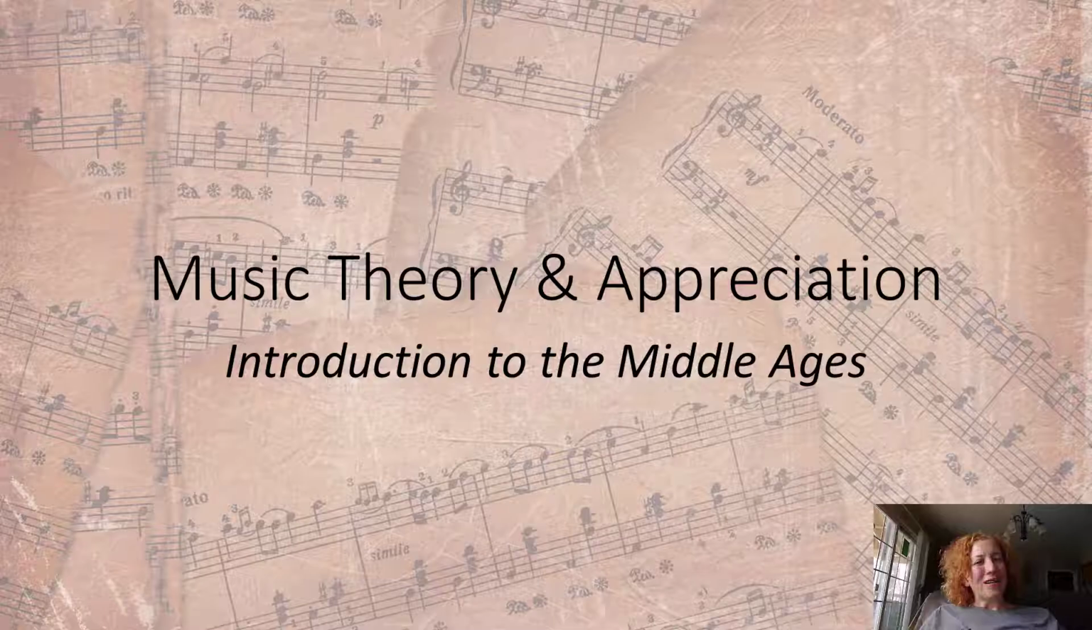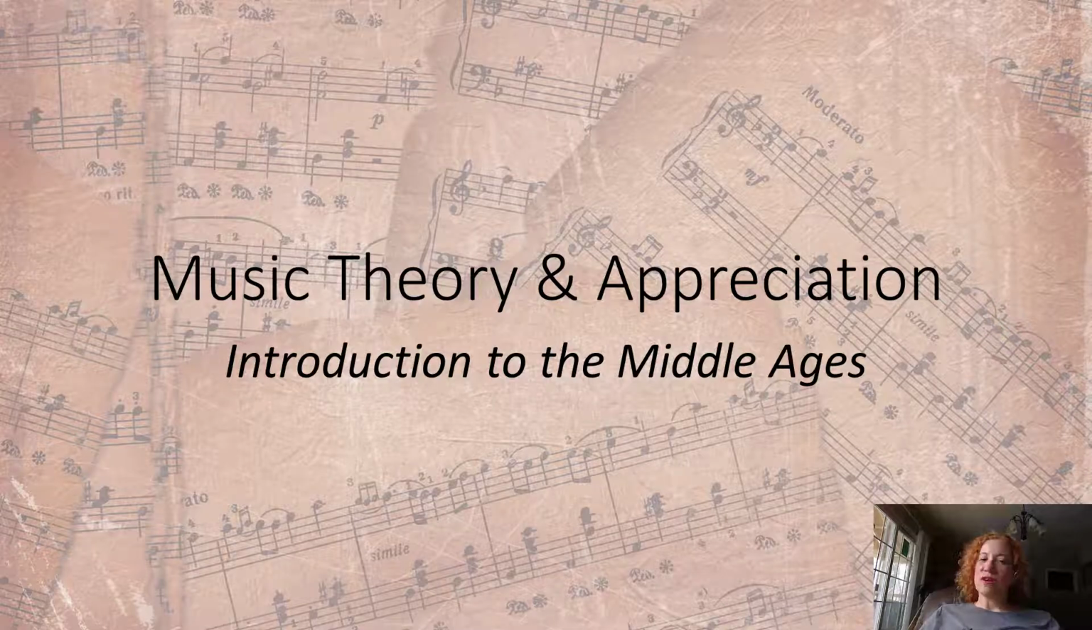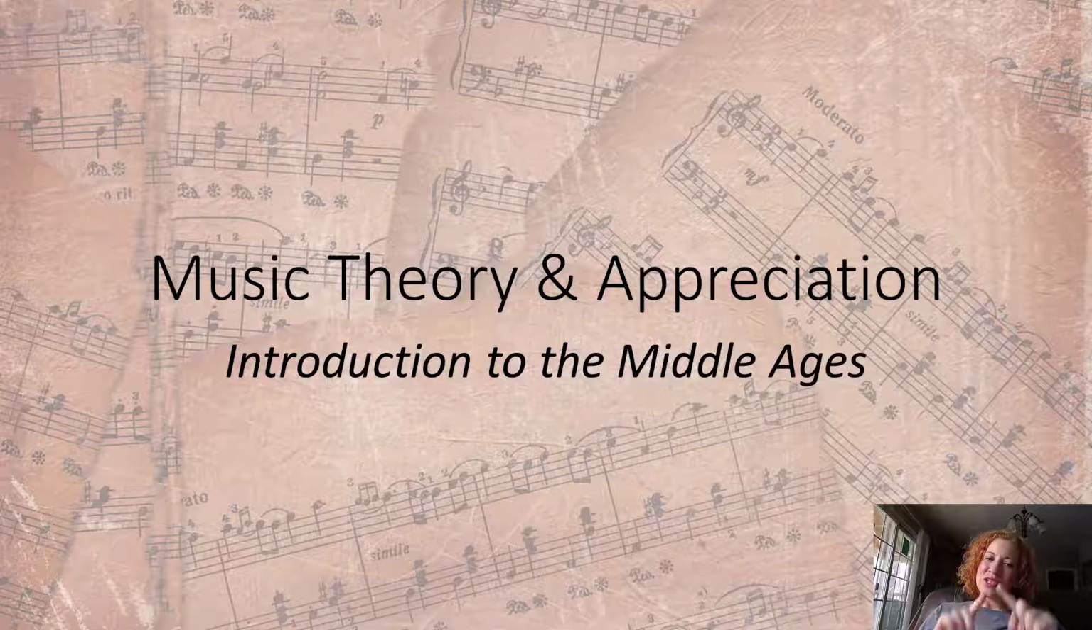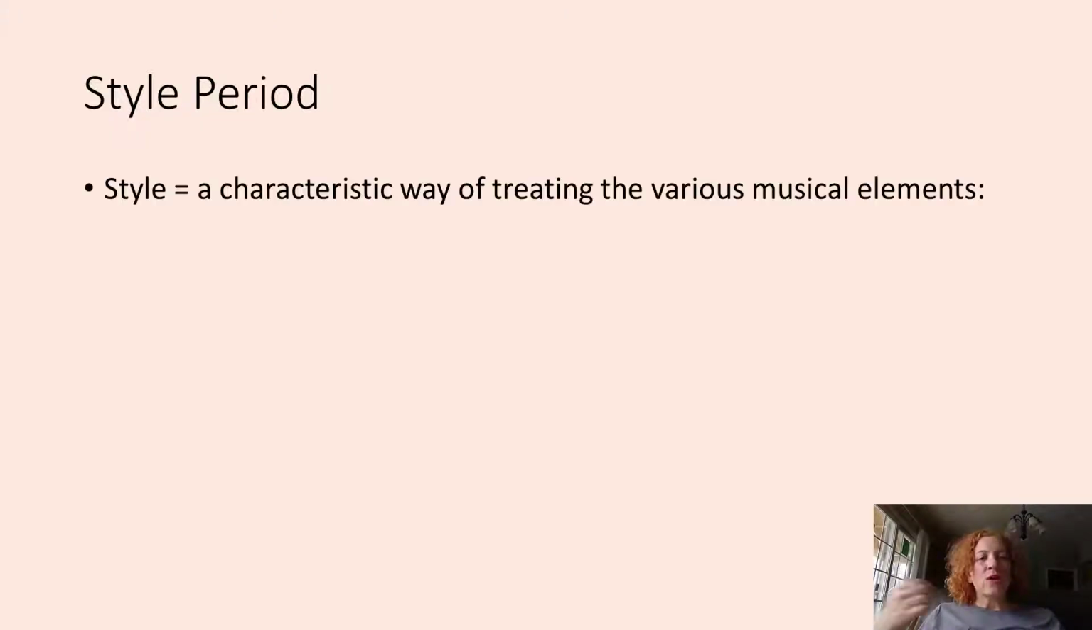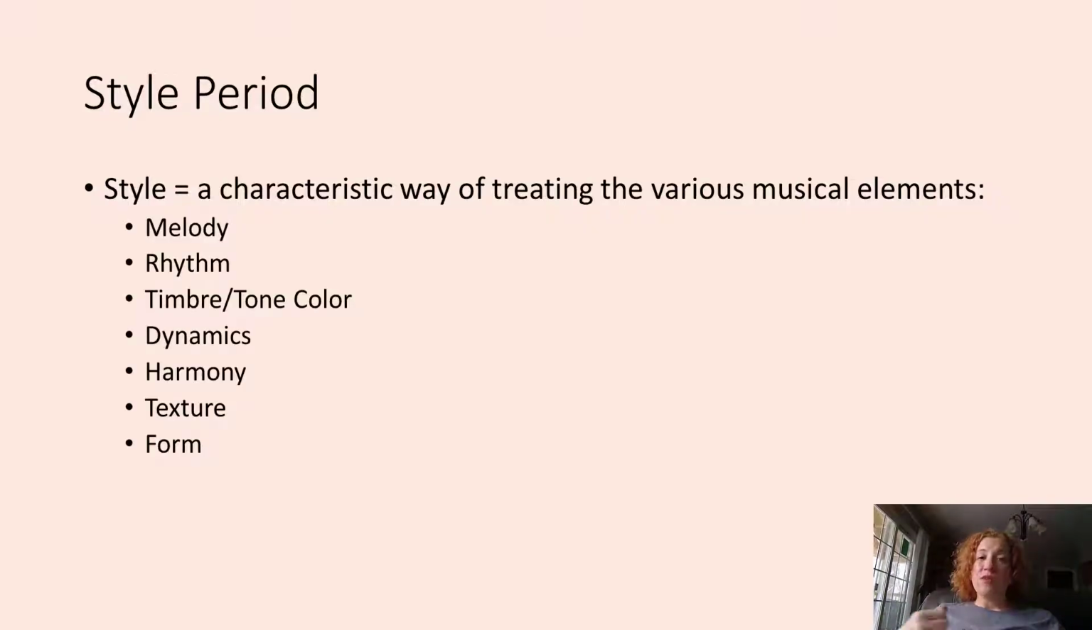Hello, hello, hello. We are finally ready to start diving into the historical style periods for music, which is awesome. So, the first thing we need to ask is, what is a style period? Well, the word style in music refers to a characteristic way of treating the various musical elements. And those elements are melody, rhythm, tone color, dynamics, harmony, texture, and form. So we've covered some of these already, and we're going to be covering more of them as we go through.